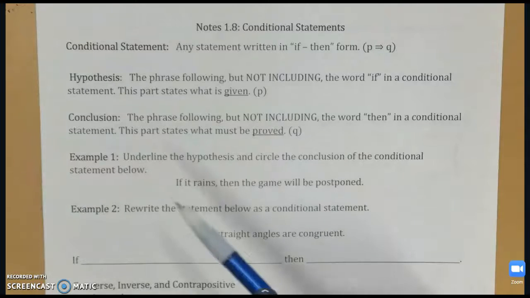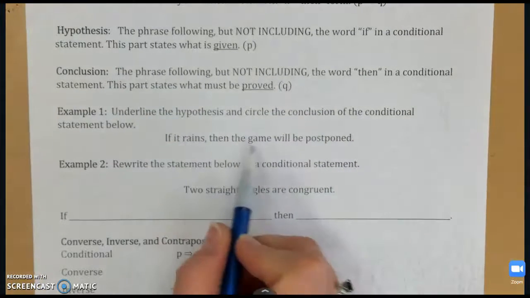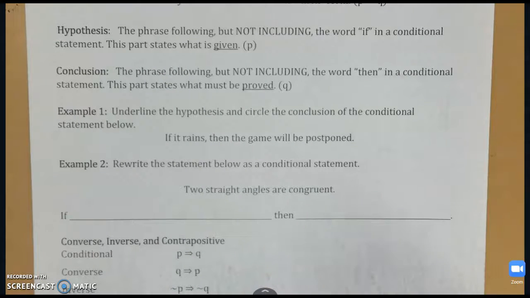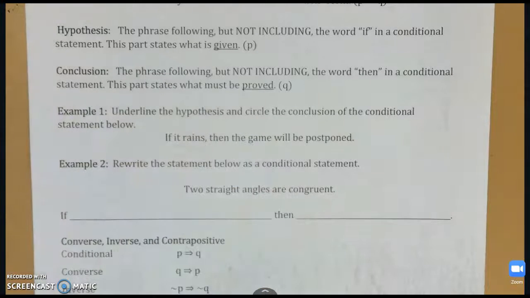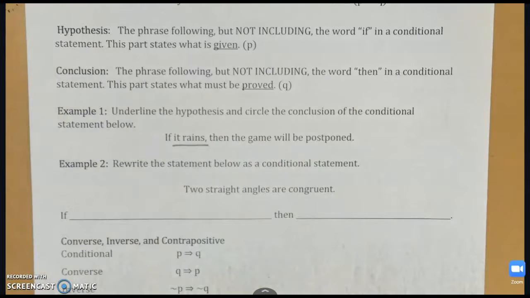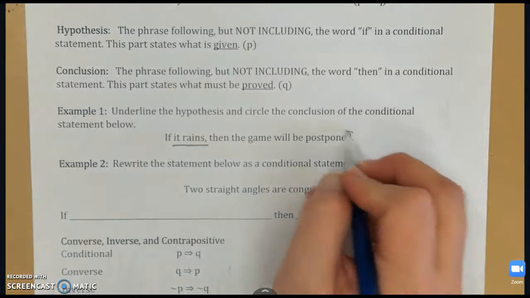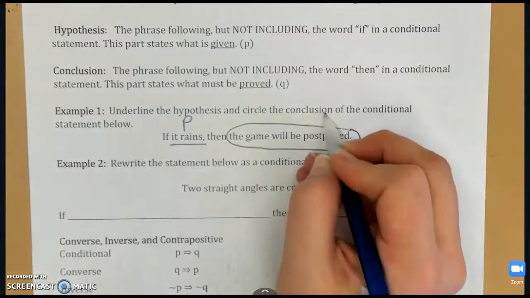So let's look at an example here. We're going to underline the hypothesis and circle the conclusion in the statement. If it rains, then the game will be postponed. So if it rains, the hypothesis is the phrase following the word if, so that would be it rains. And our conclusion is the phrase following the word then: the game is postponed. So that's your P and that's your Q.